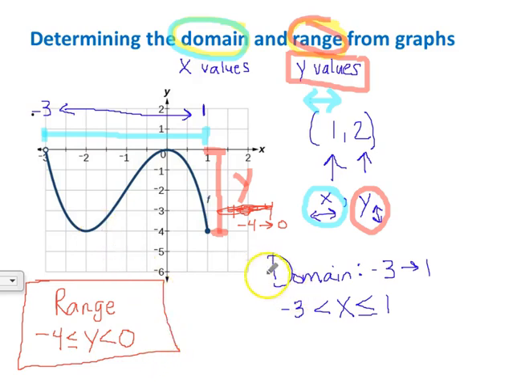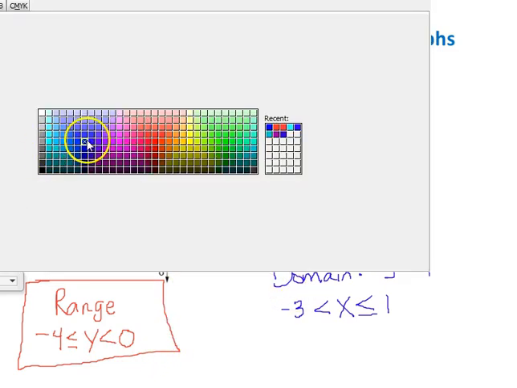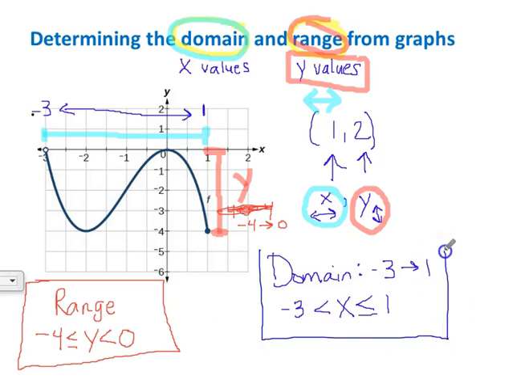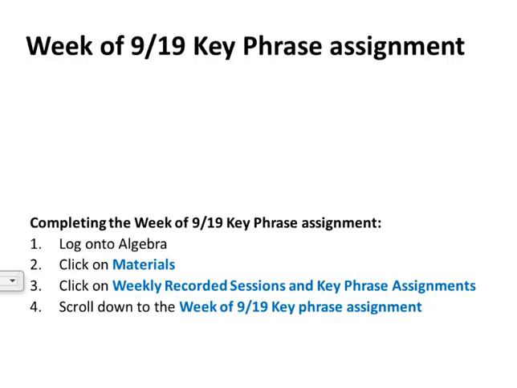So we've got our domain and our range, and you'll get more practice with that this week. Lots of lessons on there. We want to write our domain and range with inequalities, just like we did here. I'm going to go on to the next slide, so if you need more time, go ahead and click pause to take notes. Otherwise, it's time for our key phrase assignment.